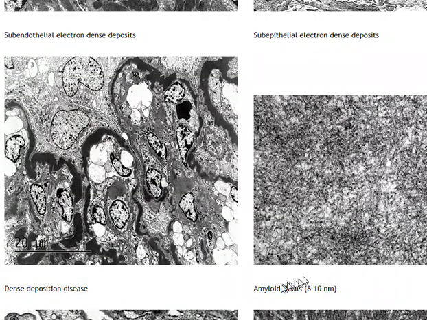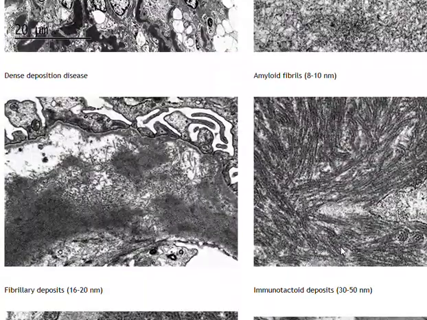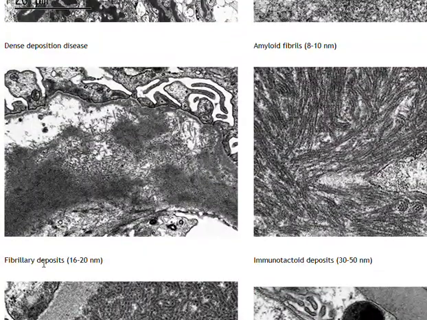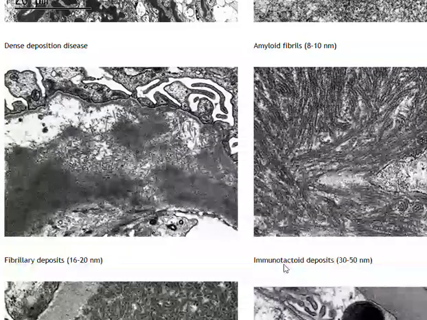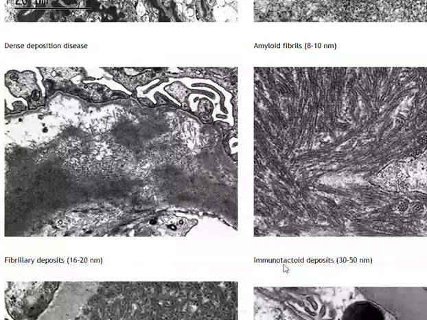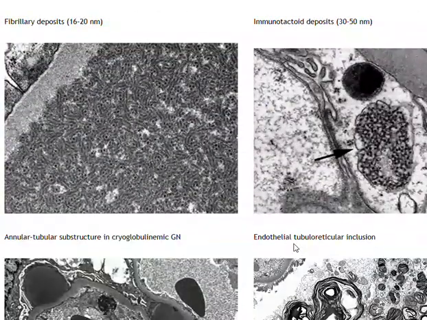Here it is, amyloid fibrils of 8 to 10 nanometers. And these are fibrillary deposits, which are a little larger at 16 to 20 nanometers. And then really large fibrils in immunotactoid GN of 30 to 50 nanometers.